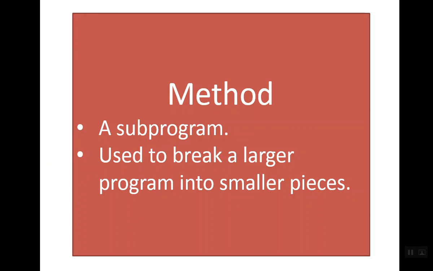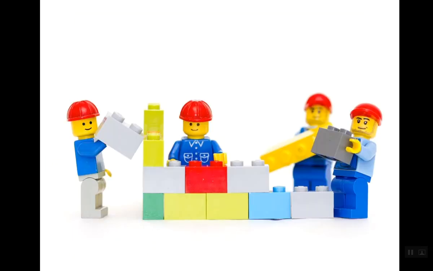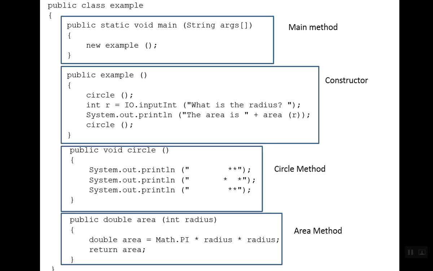So the first card that you need to write out, if you're writing out cards, which I hope you are, is method. And a method is defined as a subprogram, and we're going to break a program up. Think of a method as a single little Lego block, a single specific function, and then you put those little methods together to build up your program.